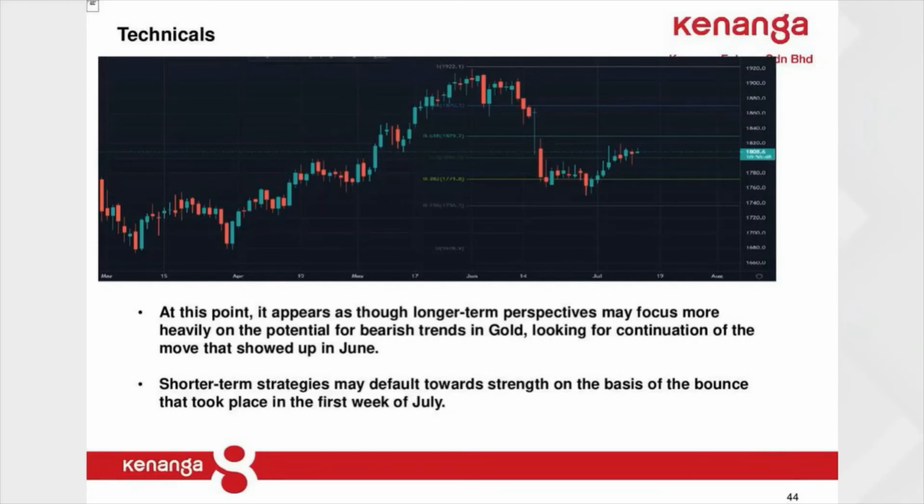So this has been quite good for traders for the last 1 week, right? Because of the rebound and everything.